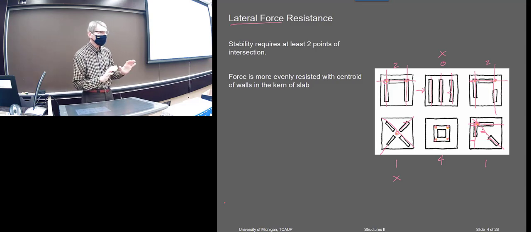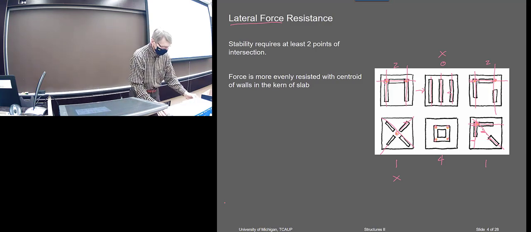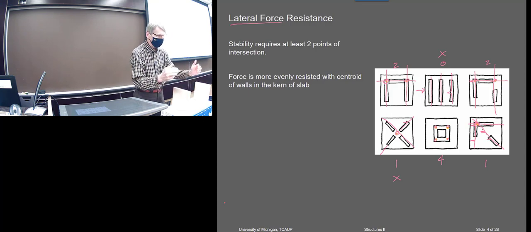Okay, I thought I would show you. We talked about this last time. This little rule with shear walls, that there always has to be a minimum of 2 points of intersection for them to be stable. So this just demonstrates it.